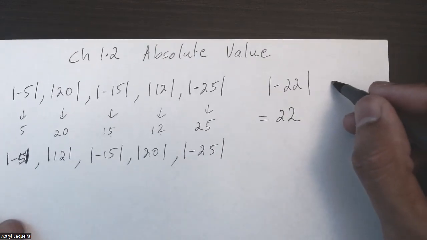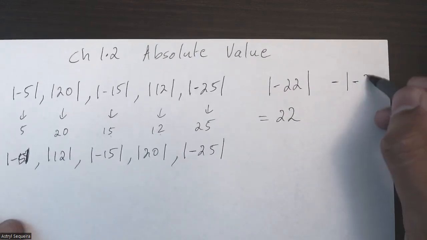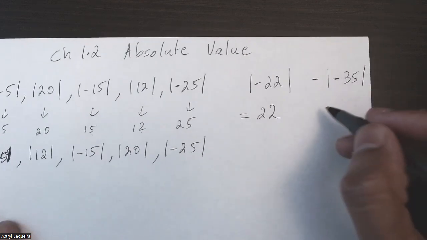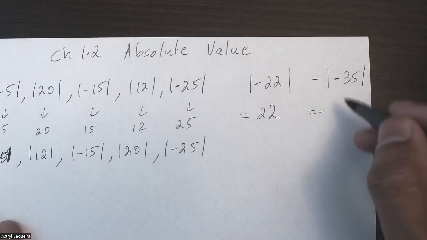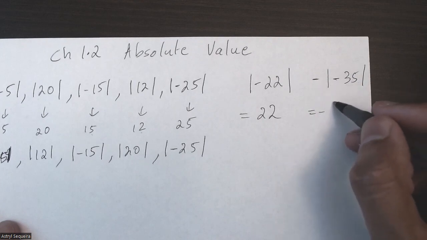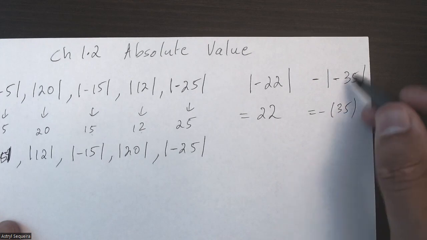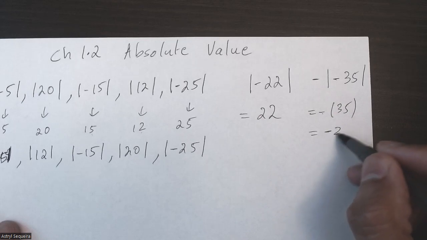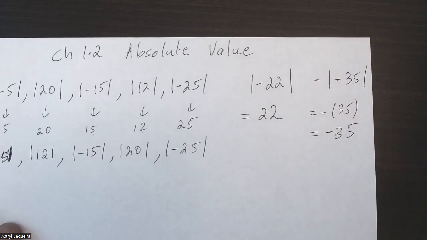Next question, we have negative of the absolute of -35. So we start with the absolute first, just like brackets. I'm going to rewrite the negative out here the same. And the absolute of -35 is just +35. So now negative times +35 is just -35.